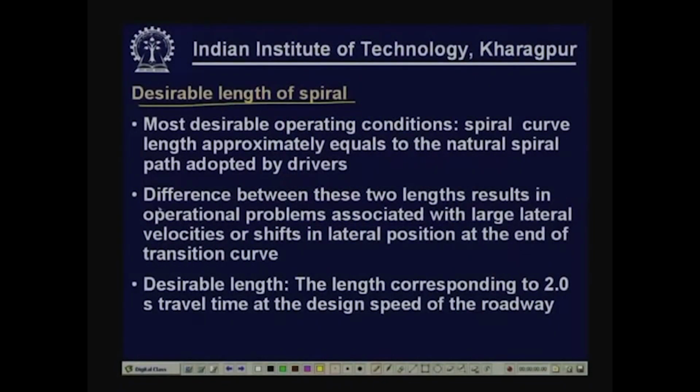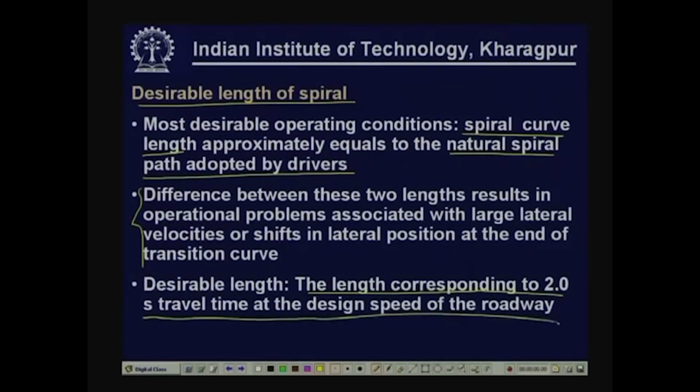Now, a difference between these two lengths may result in operational problems associated with large lateral velocities or shift in lateral position at the end of the transition curve. That is what tells us the problem. So, the most desirable condition is a spiral curve length equal to the length of the natural spiral path adopted by the drivers; that is the desirable spiral length. And AASHTO recommends that a length corresponding to 2 seconds of travel at the design speed of the roadway will generally give the desirable length of spiral. So, the desirable length of spiral is 2 seconds of travel at design speed, and whatever length is covered in 2 seconds at design speed will give us the desirable length of spiral.